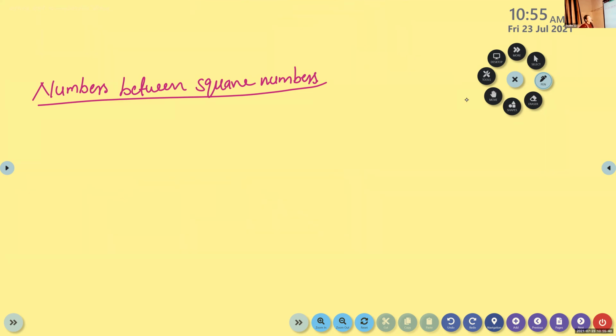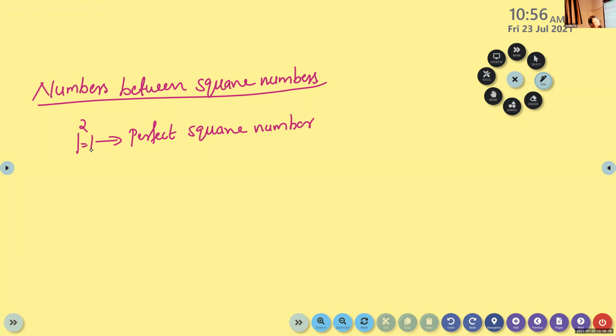Okay, now listen to the board, all of you. We know that one square is a perfect square number. 1 is a perfect square because 1 into 1 equal to 1. Then which is the next perfect square number?